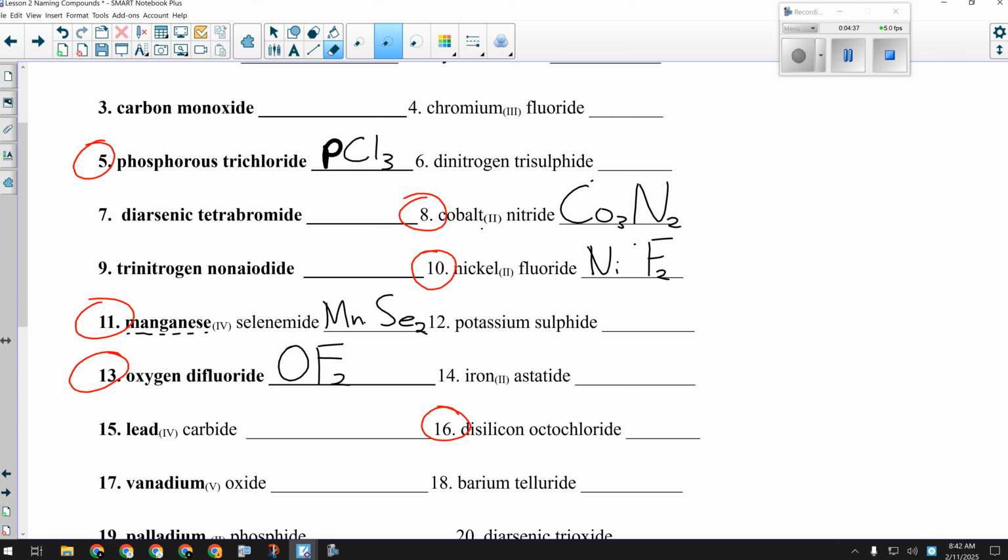And number 16, ionic or molecular? Molecular, it's got prefixes, they're both nonmetals. How many silicon? 2. How many chlorines? Now, why did I put this one on here?